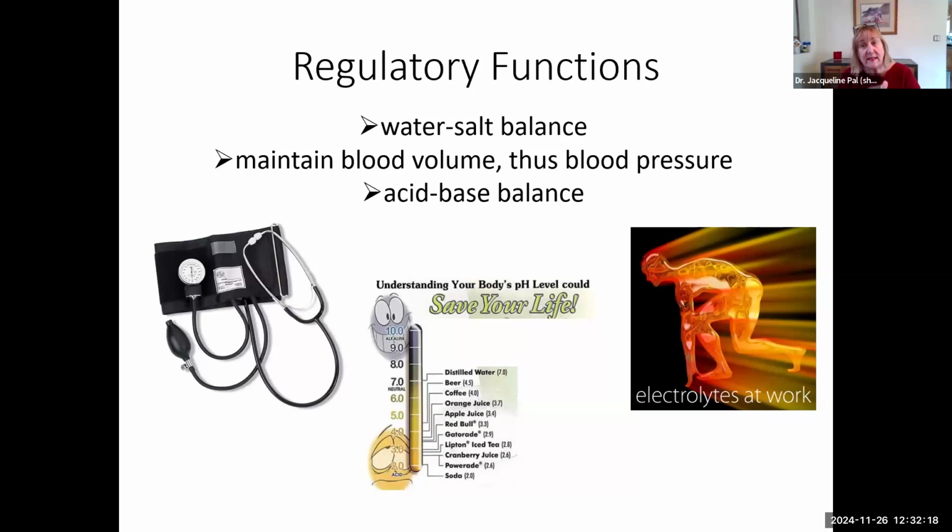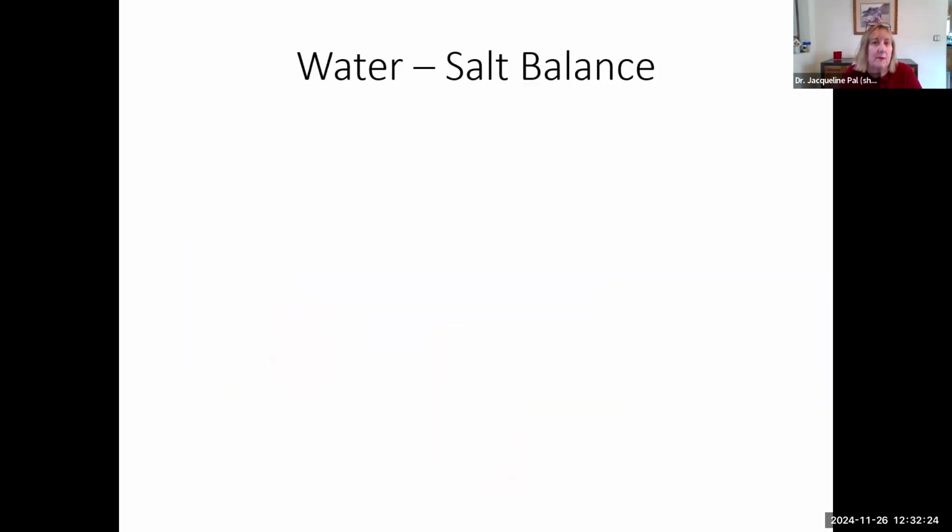And we've looked at acid-base balance quite a few times. So this is like pulling our equation into play once again. So let's get started with our water salt balance. And we are going to start with a decrease in blood pressure. So maybe you have a blood loss, or maybe you just have a decrease in blood volume because you're dehydrated.